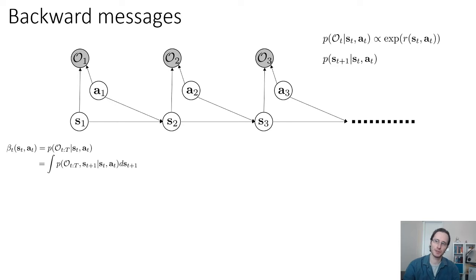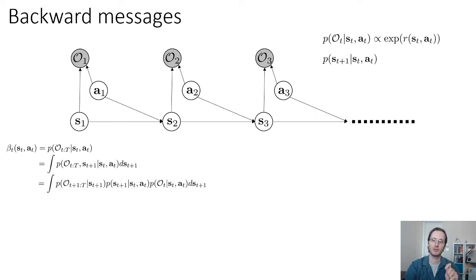In order to factorize this expression, the thing that we have to note is that future optimality variables, namely O t plus 1 through capital T, are independent of everything in the past when conditioned on st plus 1. And we can see this just from inspection of the graphical model. And that means that we can factorize this expression into three parts. The first part is the probability of all of the optimality variables from t plus 1 until the end, given st plus 1. And we know that we don't have to condition this on st and at, because given st plus 1, all the future optimality variables are independent of st and at.